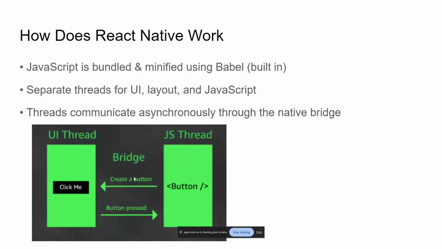For example, here the button has a click function. If I click it, the UI thread will capture that click and send the click function to the JS thread: Hey, I have a function for you. Do this action, or do the click action which you have, something like that. I hope everyone is clear. If you have doubts, you can ask how React Native works.